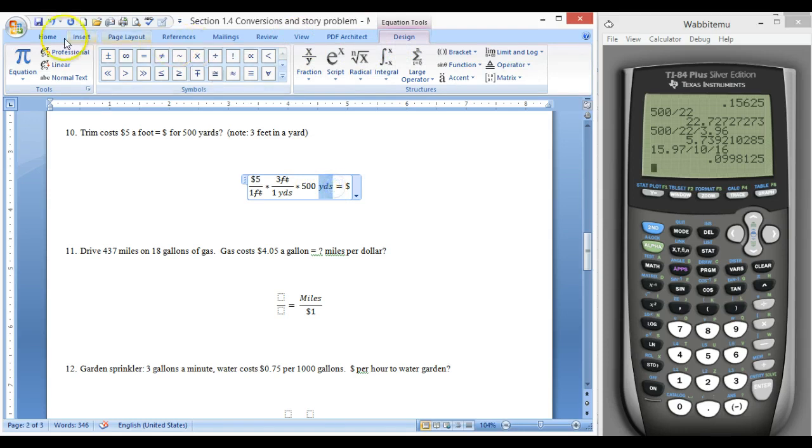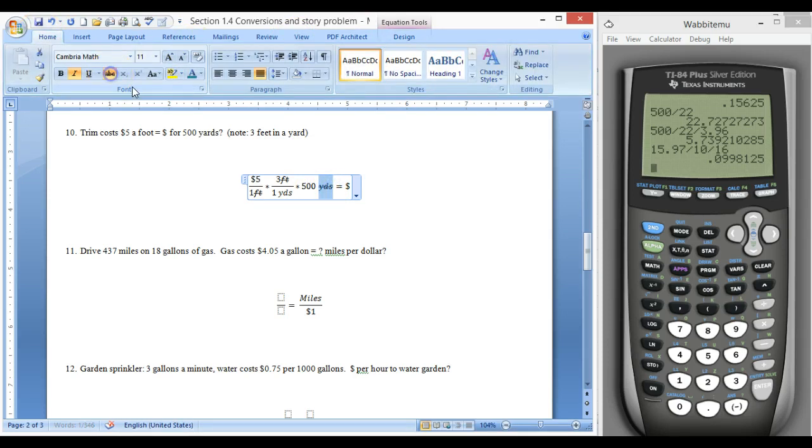I'm okay with it. I know it's on the top, so I'm going to cancel out yards. And all I'm left with is the feet canceled, the yards canceled. The only unit left is dollars, which is perfect because when you check out at a store, they're just going to tell you how much you owe.